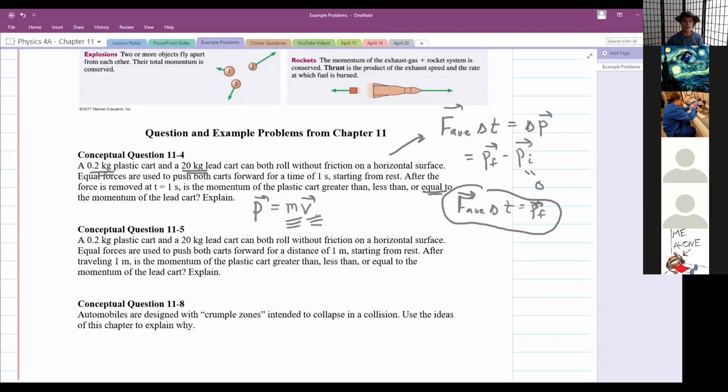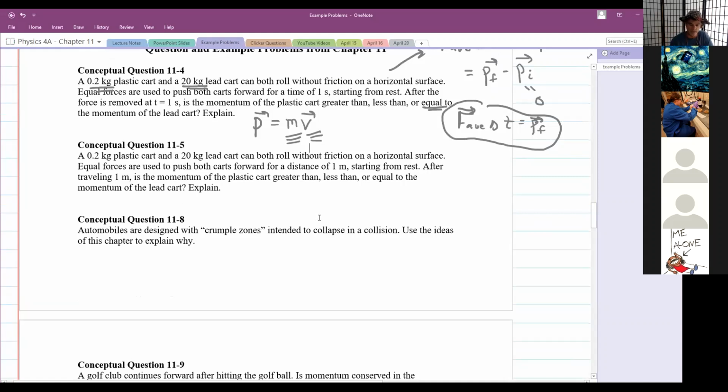So the easiest way to think about this: the same force over the same time produces the exact same impulse, which means the change in momentum of both objects will be the same. And if they both started from rest, that means they both have to end at the same momentum.